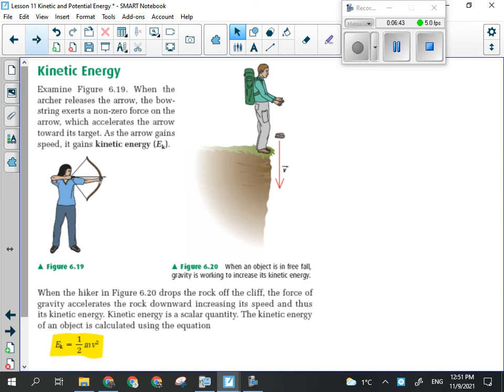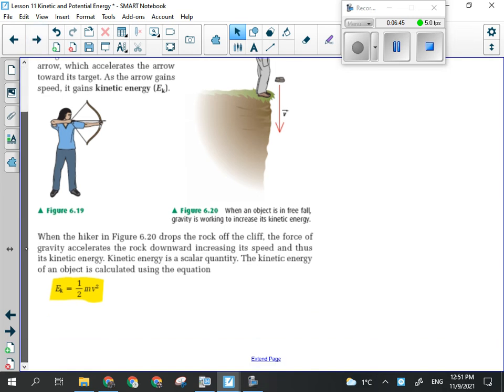So yeah, kinetic energy is dependent on mass and speed, but remember that speed is exponentially related to this. Mass is linearly related. So if I double the mass, I'll have twice as much kinetic energy. If I double the speed, I'll have 4 times as much.